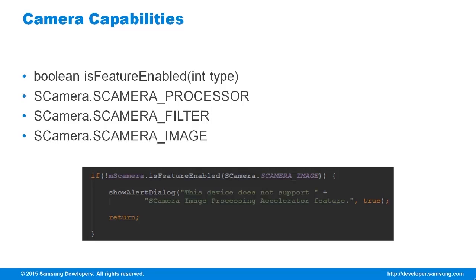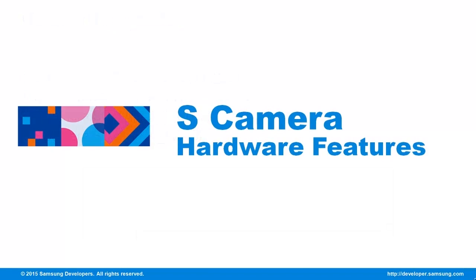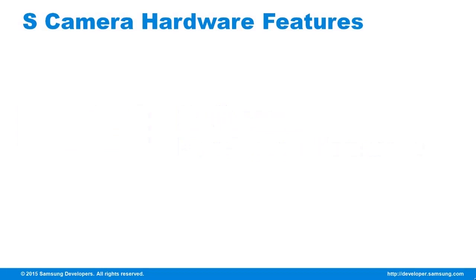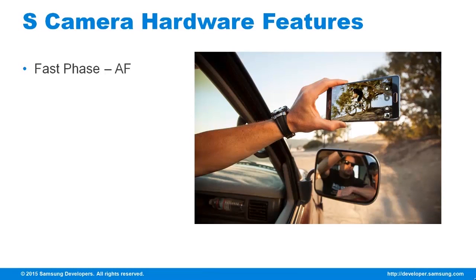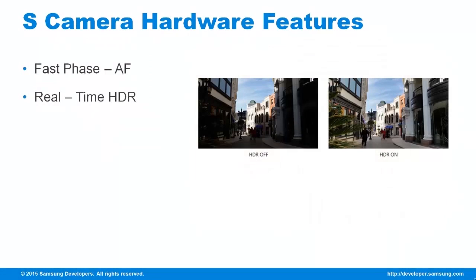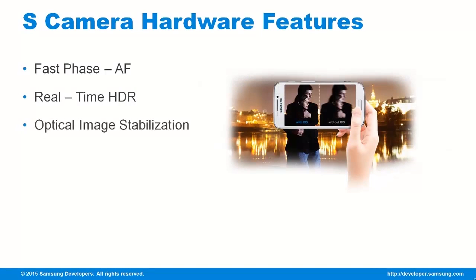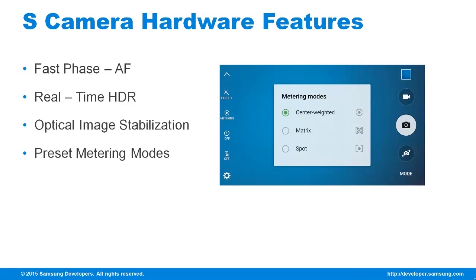With the Camera SDK, you can now implement special features of the Samsung Camera app such as the following: fast autofocus based on face, live HDR, which you can use to preview the natural image on the display, the OIS or Optical Image Stabilization, which aids shaky camera shots and improves image quality, also different preset metering modes like center, matrix, and spot.